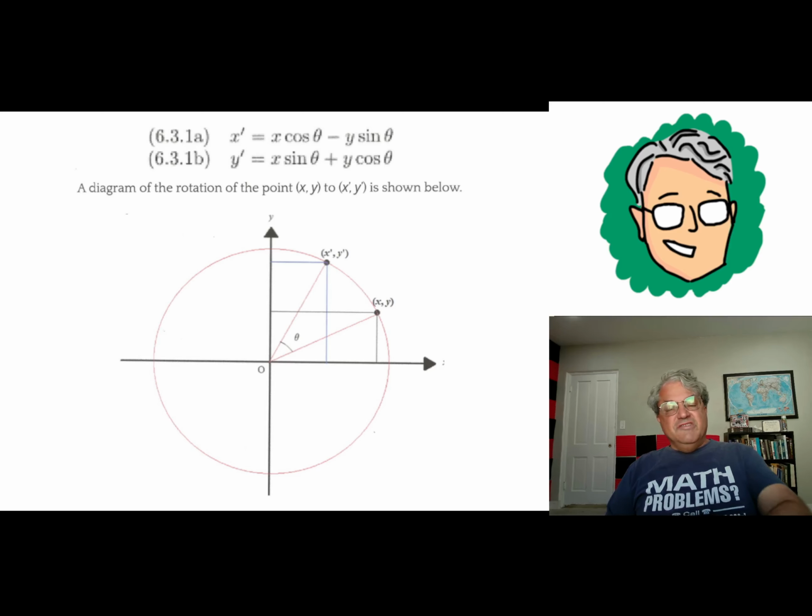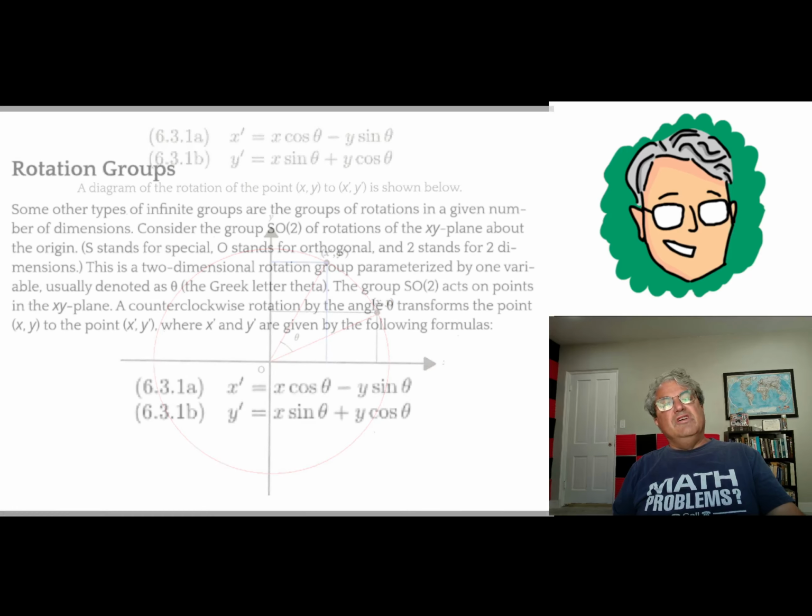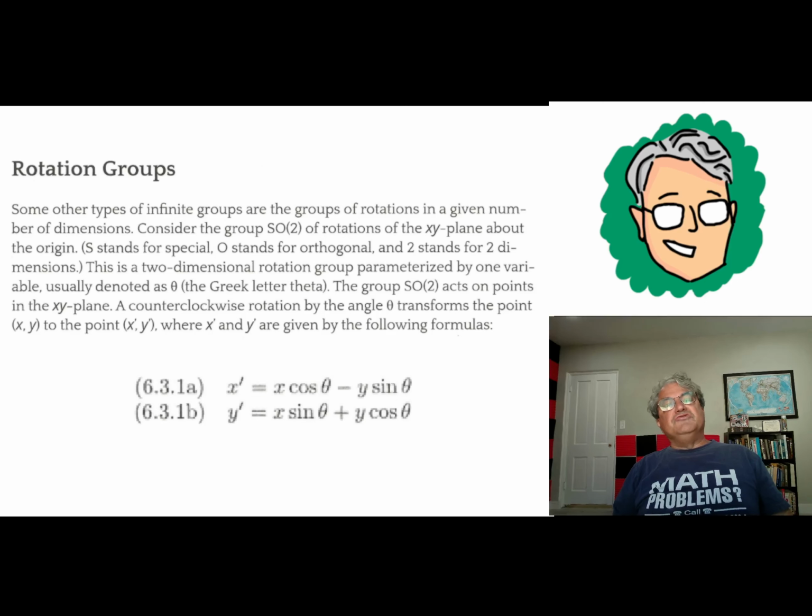But anyway, that's how you transform coordinates, and this set of transformations is a group. Why is it a group? Well, let's call the element of this group, and I said that I gave the name of this group SO2. The S stands for special, O stands for orthogonal. So this is a group of special orthogonal transformations of R squared, or if you like, the xy plane.